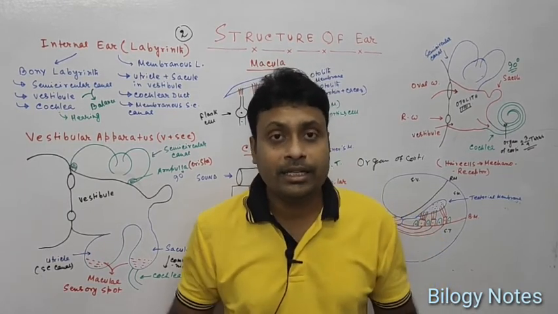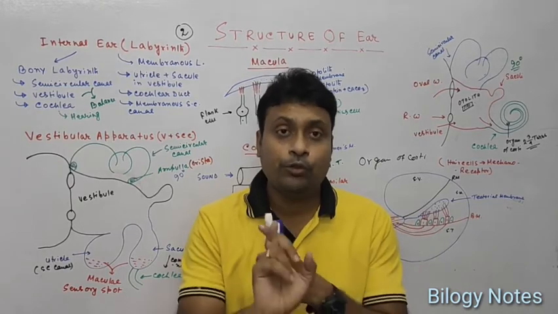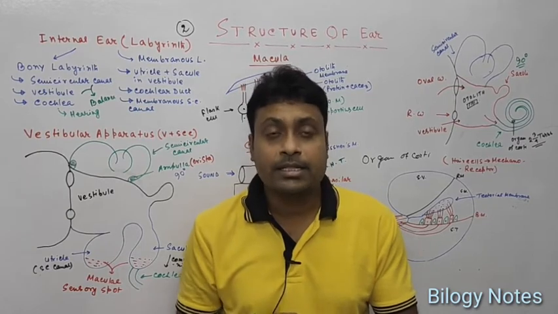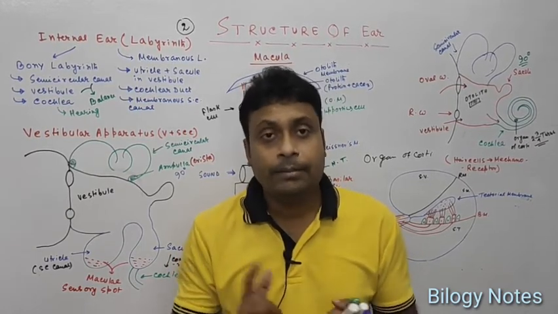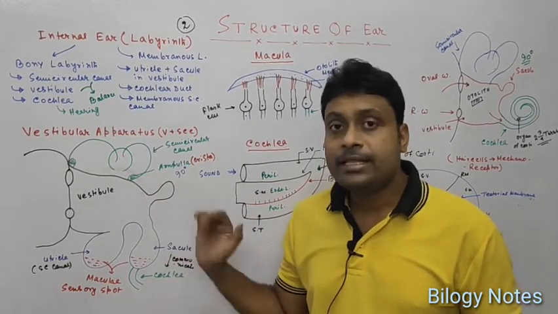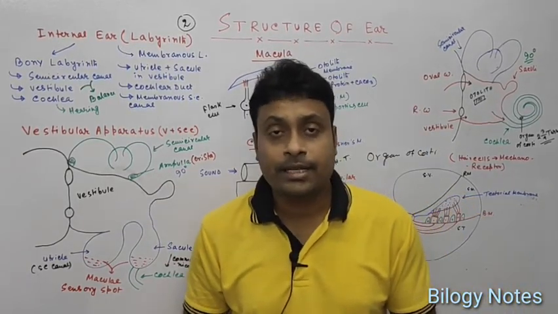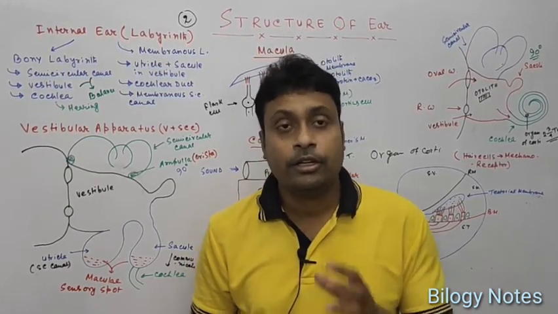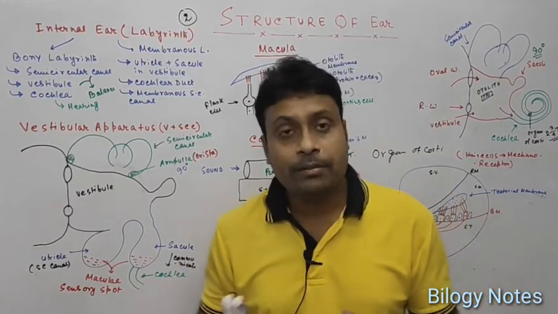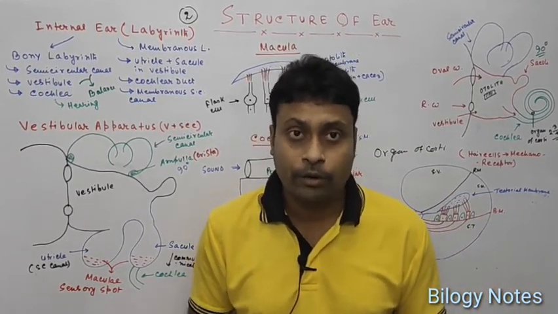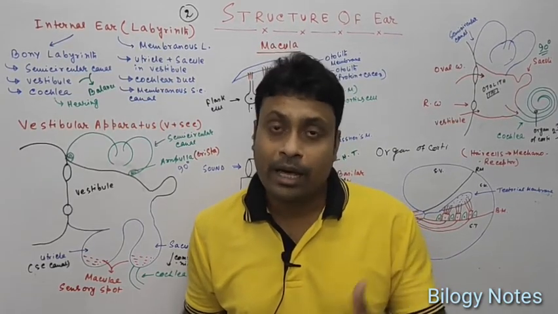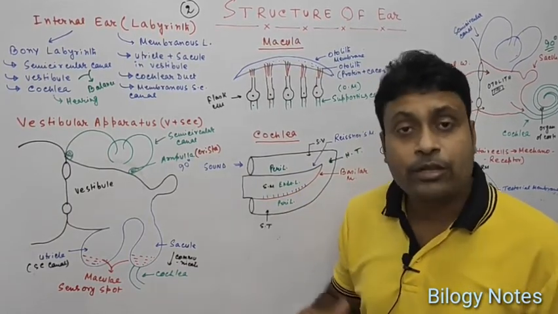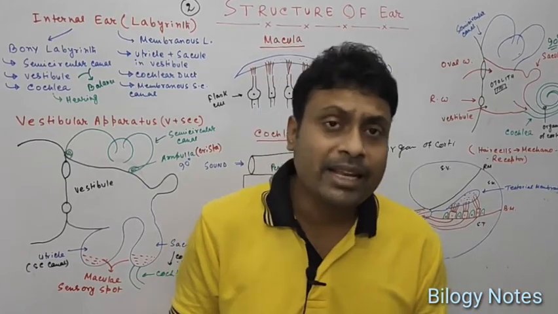Whenever you read the internal ear structure, you should read it under two main headings: the vestibular apparatus and the cochlea. The vestibular apparatus mainly consists of the semicircular canals and the vestibule. In the semicircular canal, the ampulla contains the sensory spot known as the cristae, and in the vestibule there are two membranous labyrinths known as the utricle and the saccule. There the sensory spot is known as the macula. In this macula the otoliths are present, and the macula, otoliths, and cristae maintain our balance.